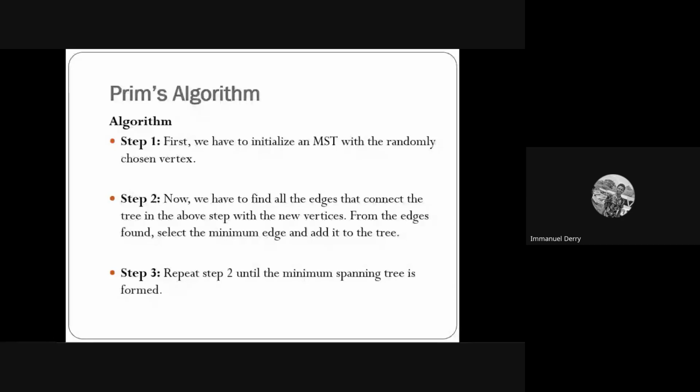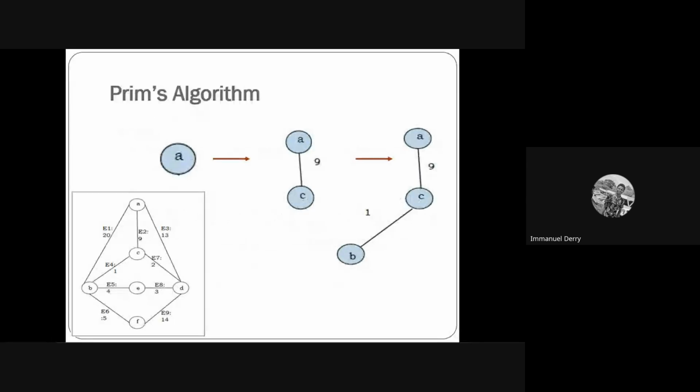I think we have an example here. Yeah, so this is what we have. We choose an arbitrary value. So we are starting with the node A. And I move on to add the node C. And then moving on, we add the node D here. So it is basically adding the various nodes which have the least edges.